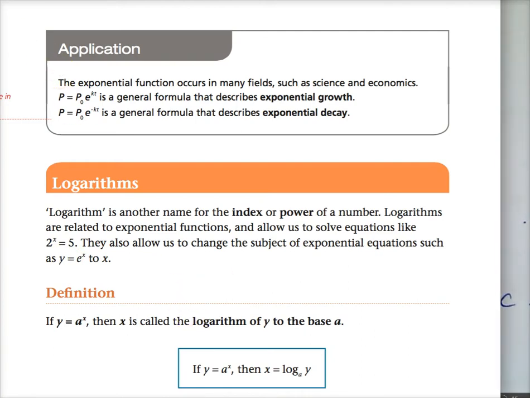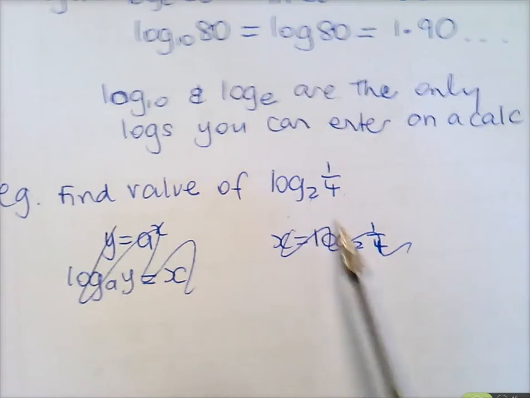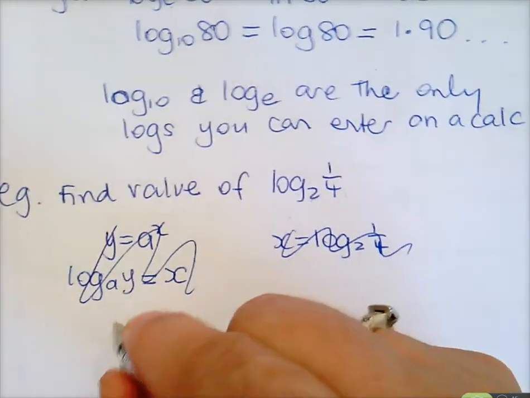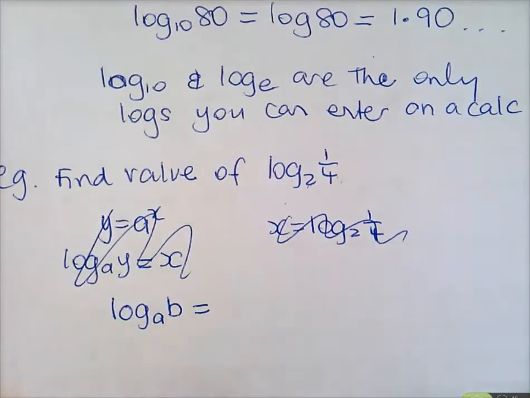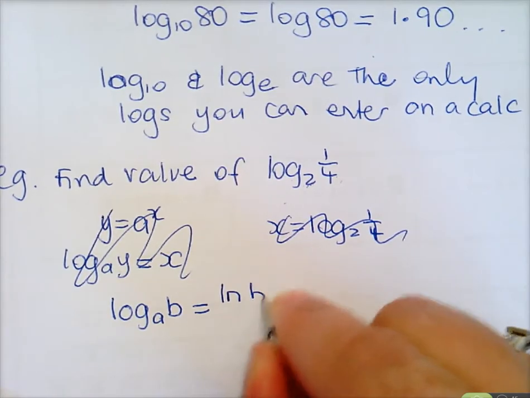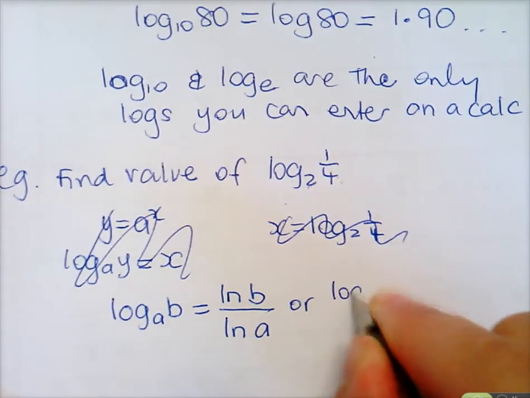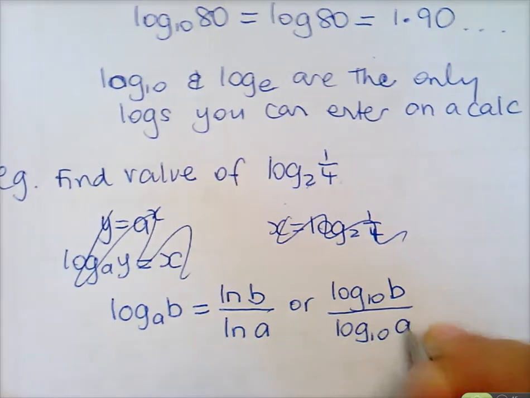Now, I don't think that actually tells you. You know how I said that you cannot enter anything but log 10 or log e on your calculator? There is a rule. Log to the base a of b equals either ln b over ln a, or it equals log to the base 10 of b over log to the base 10 of a.